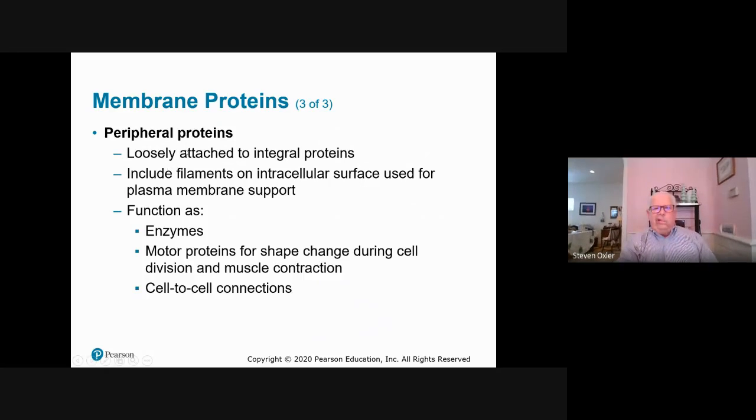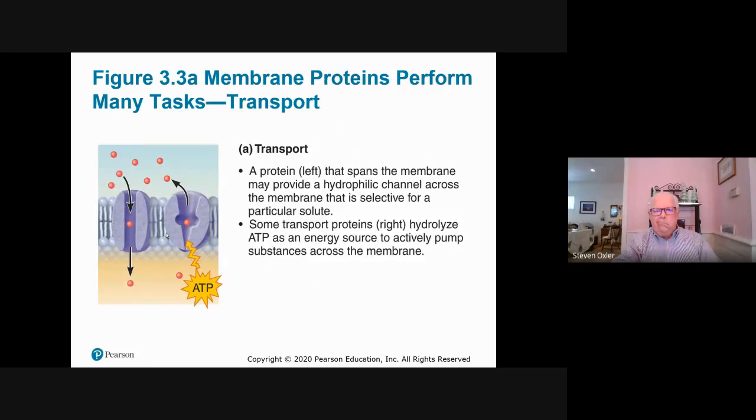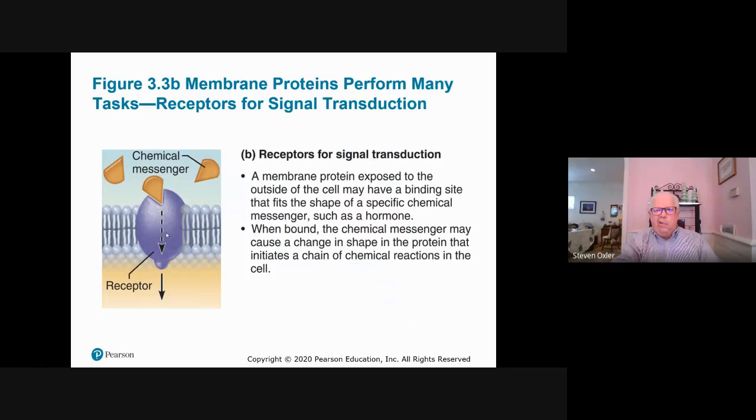The peripheral proteins, they are attached to the integral proteins. They basically function as enzymes in chemical reactions. So the integral proteins function as transport carriers, and the peripheral proteins function as enzymes. Transport. Basically, those are the integral proteins, okay? That's important. That's important.